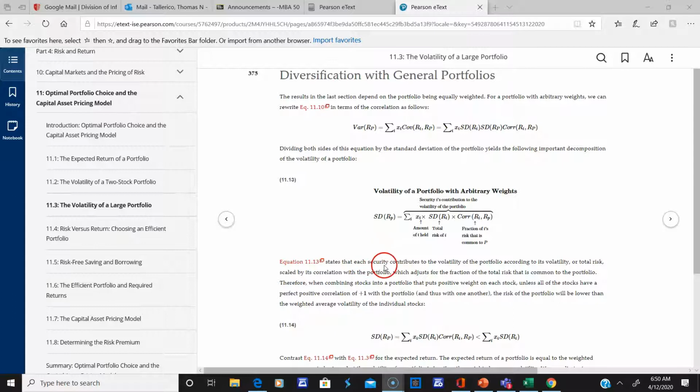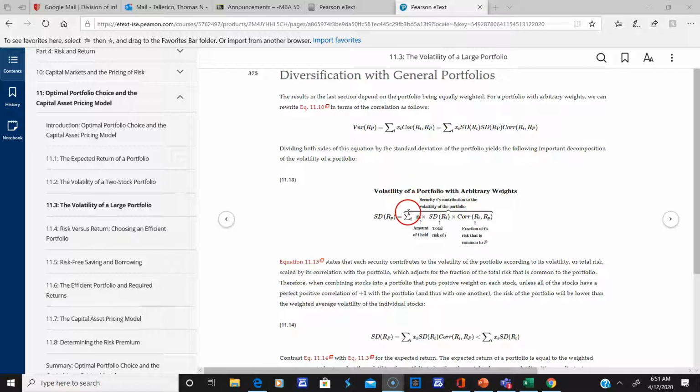And this states that each security contributes to the volatility of the portfolio according to its volatility or total risk, scaled by its correlation with the portfolio. Here's its correlation, which adjusts for the fraction of the total risk that is common to the portfolio. Therefore, when combining stocks into a portfolio that puts positive weight on each stock, unless all of the stocks have a perfect positive correlation of +1 with the portfolio and thus one another, the risk of the portfolio will be lower than the weighted average volatility of the individual stocks.